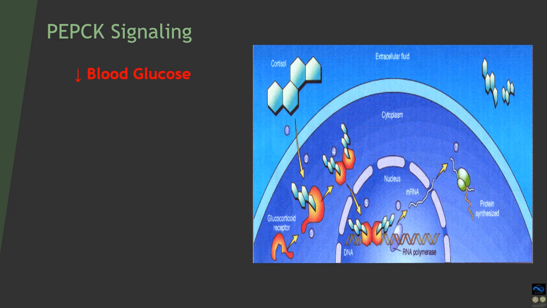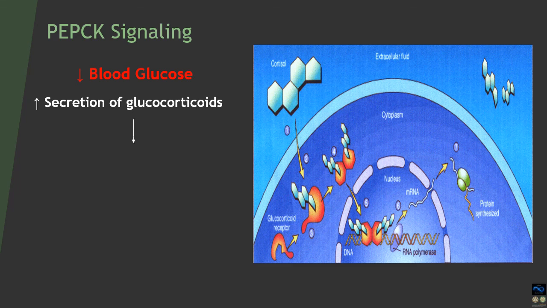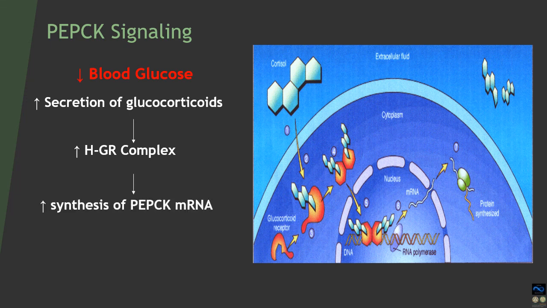So the overall signaling will be mediated by the decrease in blood glucose concentration, which will cause increased secretion of glucocorticoids, which will increase the hormone receptor complexes and cause dimerization. Then this will move to the nucleus and cause increased transcription of the PEPCK gene, which will increase the synthesis of more and more mRNA of PEPCK, which in turn will cause high expression of the enzyme and lead to increased conversion of pyruvate to glucose.